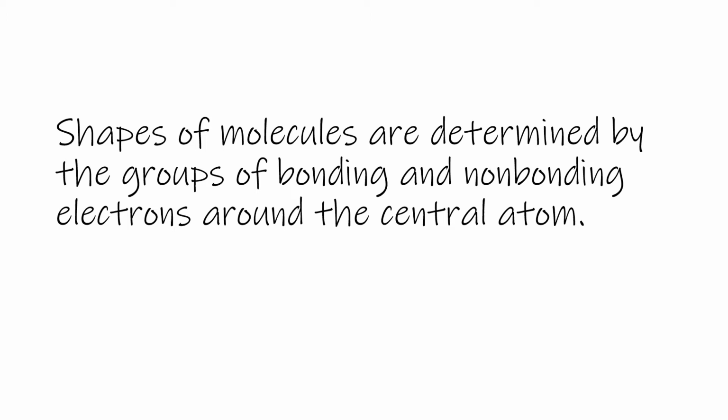We look at how many of those groups are around the central atom, because each of those groups is going to try and get as far away from each of the other groups as possible. And so that determines the shape of the overall molecule. Let's look at a few examples and a few shapes.